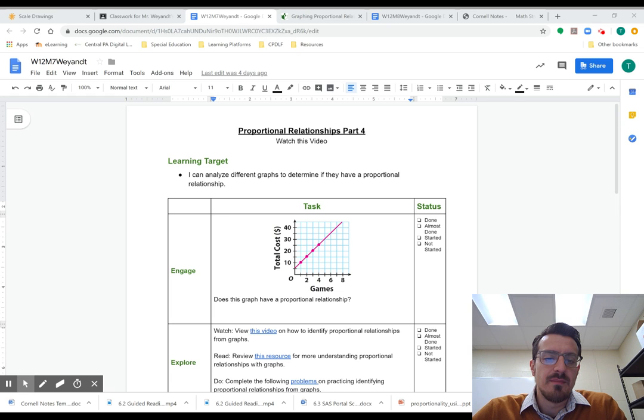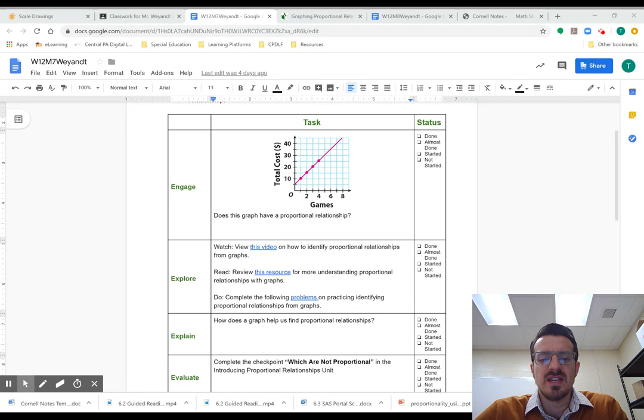Can we look at graphs and determine that the information on that graph is a proportional relationship without putting it into a table? So your learning target this week is: I can analyze different graphs to determine if they have a proportional relationship. Your engage section starts you out thinking to yourself, if I look at this graph, is there a proportional relationship?